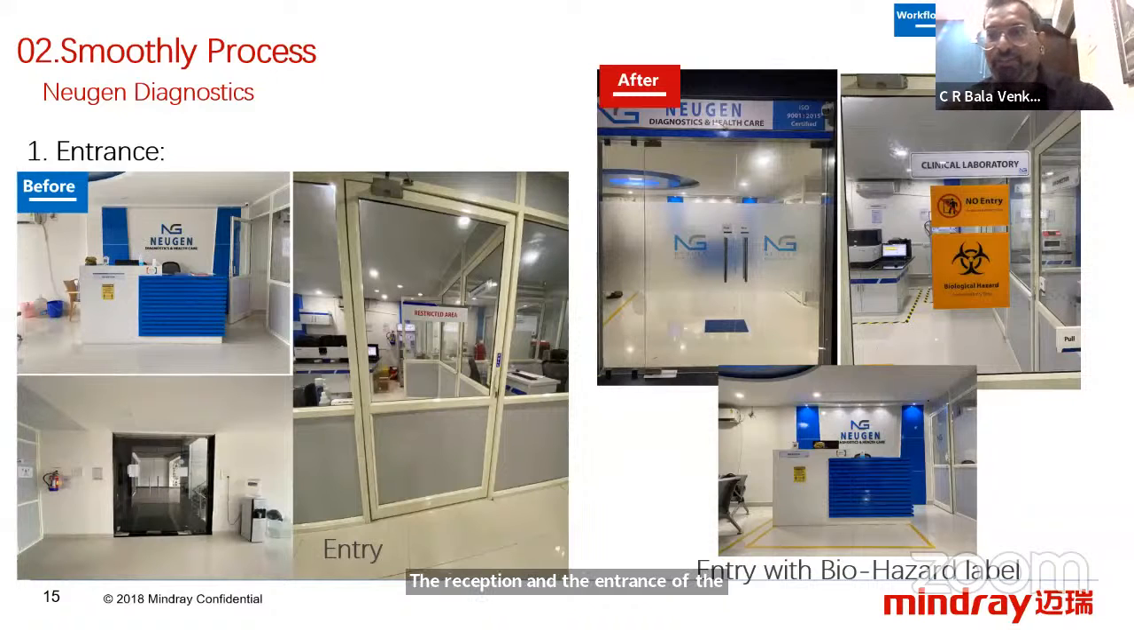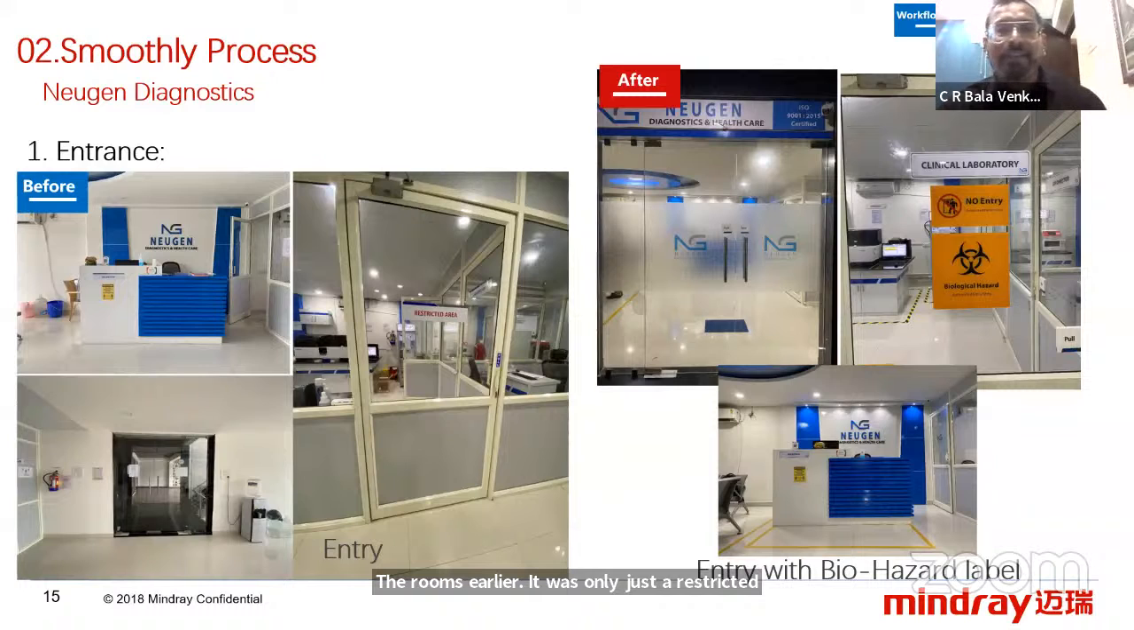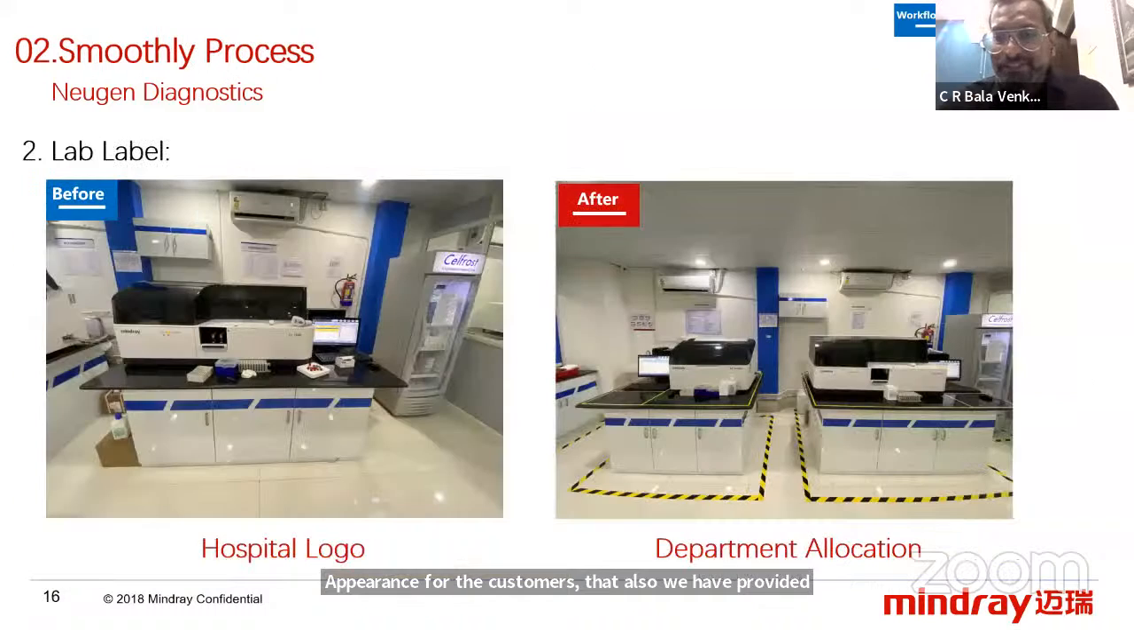laboratory have completely changed. You can see we are clearly defining the rooms. Earlier it was only a restricted area. We have made it a clinical laboratory, so then we say it's a biohazard. Those kinds of indicators have been mentioned so that it will be easy. And you can see the glass doors also, a little bit of quality appearance for the customers, that also we have provided to them. Next, this is our hospital logos.